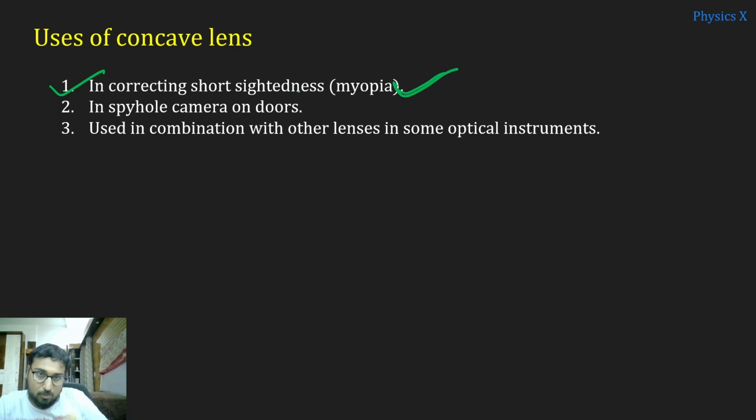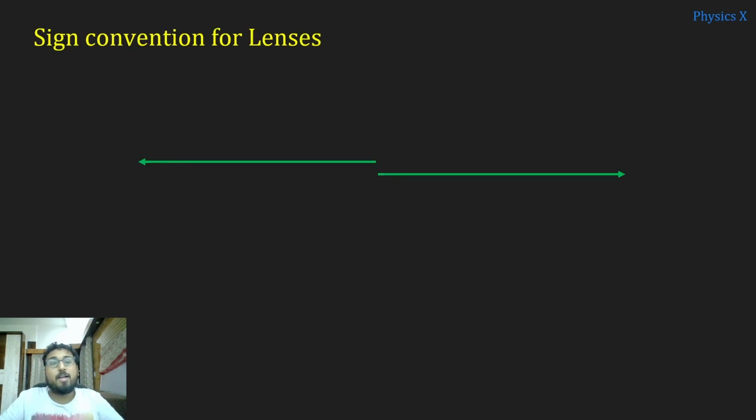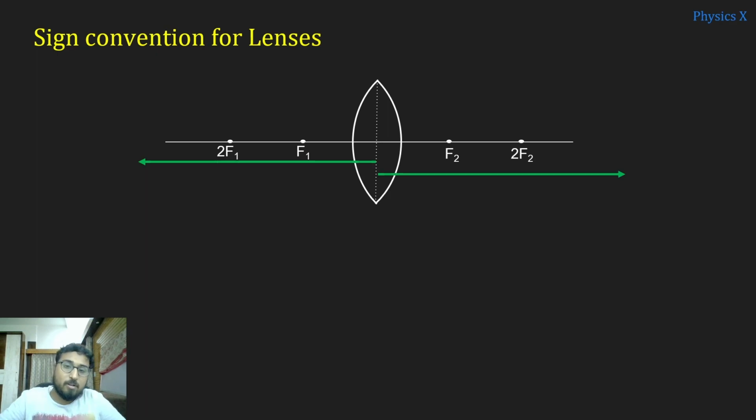This is also asked directly: which type of lens is used to correct short sightedness, and which type of lens is used to correct long sightedness, or myopia or hypermetropia. So you need to understand it like this, right? Now we will see the sign convention for lenses.